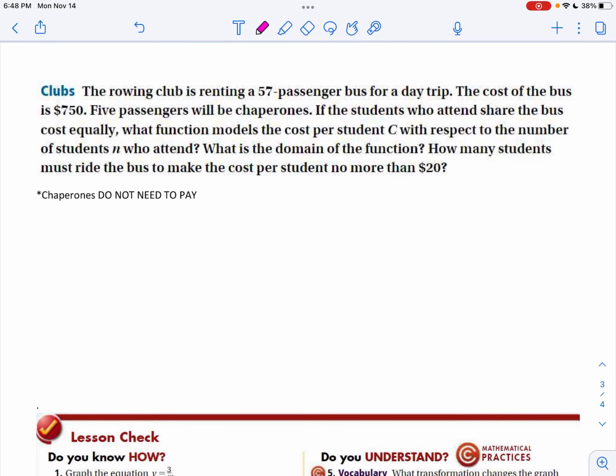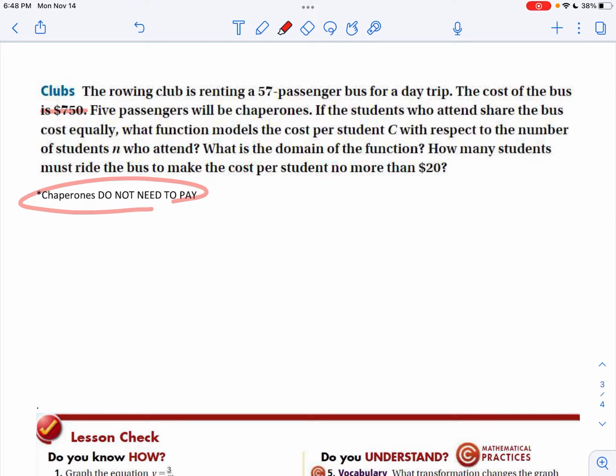Finishing up this lesson, we are going to have the rowing club, and they are going to rent a 57-passenger bus for the day trip. The cost of the bus is $750. Now, 5 of the passengers will be chaperones, and just so you know, chaperones do not have to pay. And I kind of referenced that down here. If the students who attend have to share the bus equally, what function models?